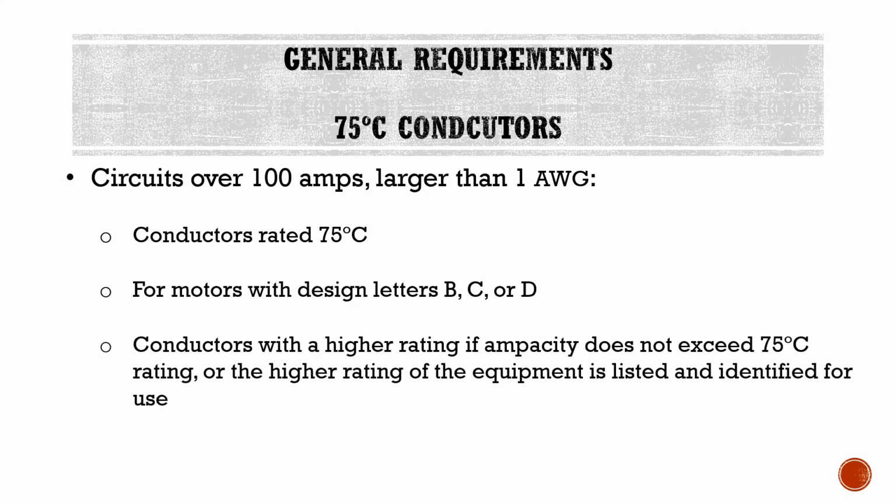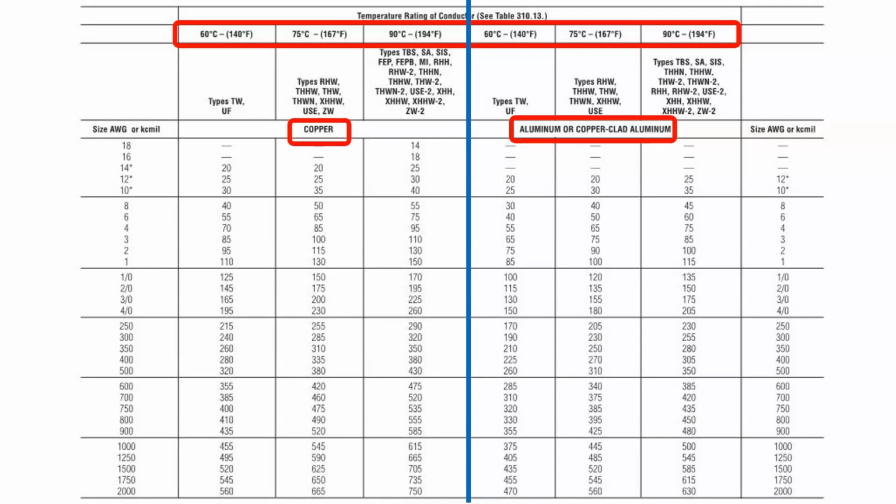And conductors with a higher rating, if the ampacity does not exceed the 75 degrees Celsius rating, or the higher rating of the equipment is listed and identified for use. So this is where I said we're going to be getting a better idea of what we've been talking about with these conductors with a higher temperature rating and the 60 degrees Celsius, 75 degrees Celsius, and so on.